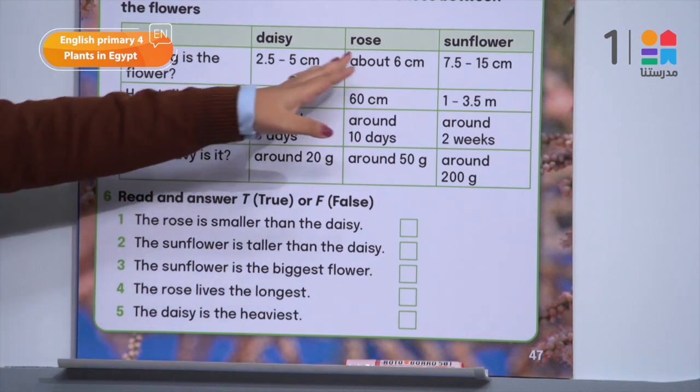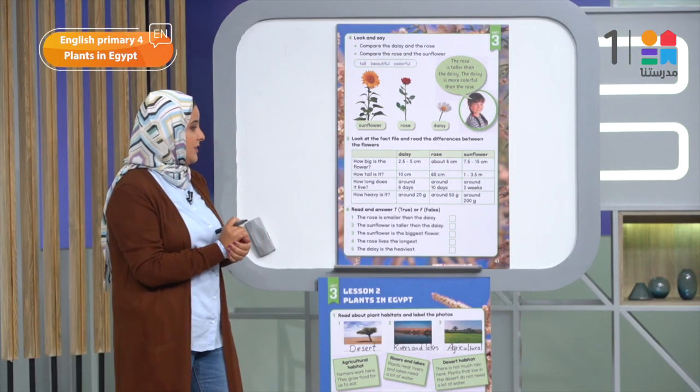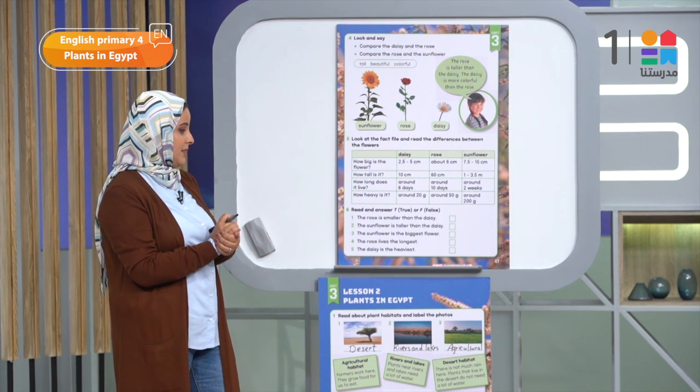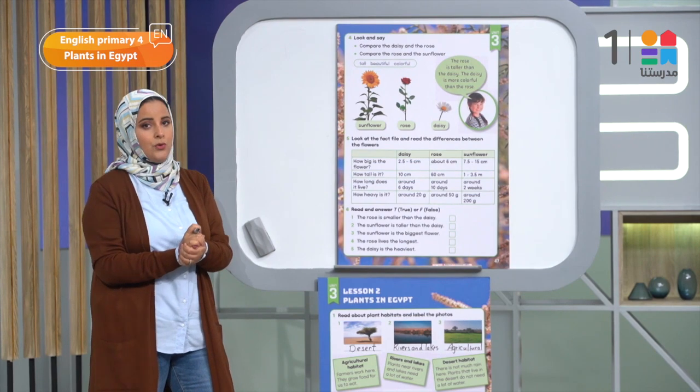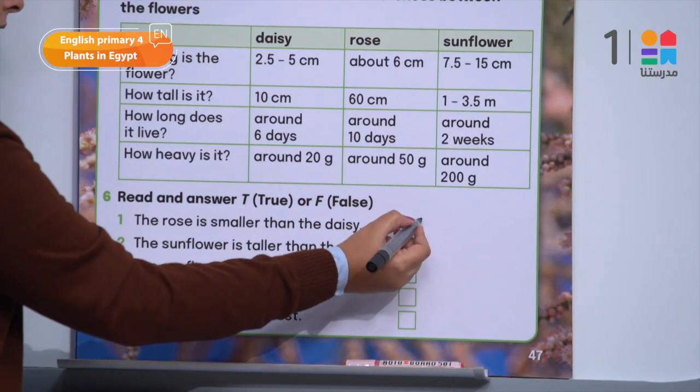The rose is 6 centimeters and the daisy is 2.5 to 5 centimeters. So is the rose smaller than the daisy? Of course, false. So we will write letter F.